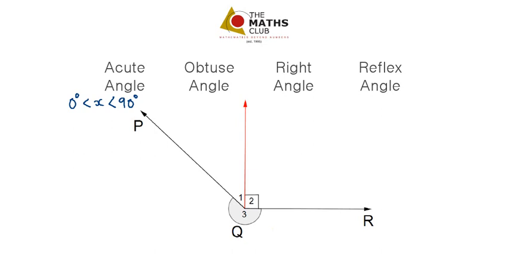And what example of an acute angle do I have here? This is this particular angle. It is less than 90 degrees, it is greater than 0, and therefore it is an acute angle.